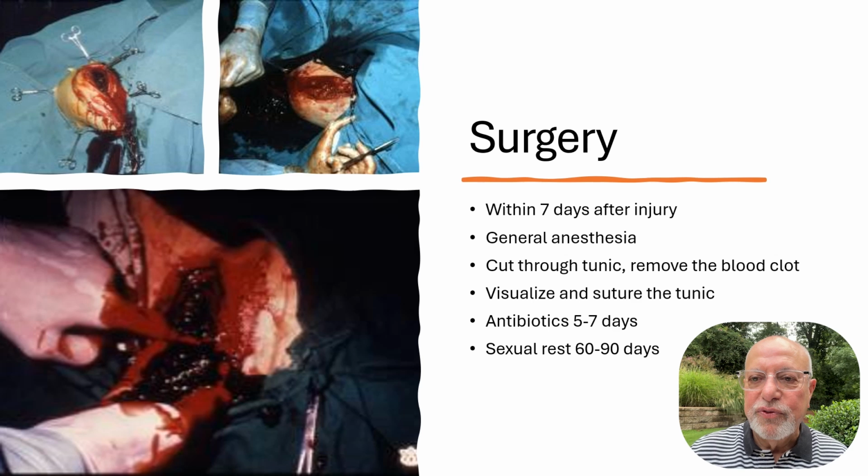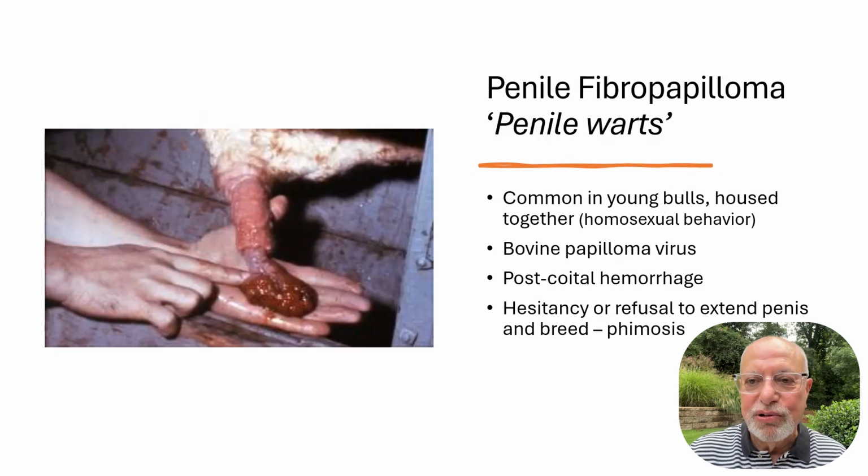And after you repair the tunic, keep this animal on antibiotics at least for 5 to 7 days, and it requires sexual rest. I mean, this animal should be isolated away from cows at least for 2 to 3 months.